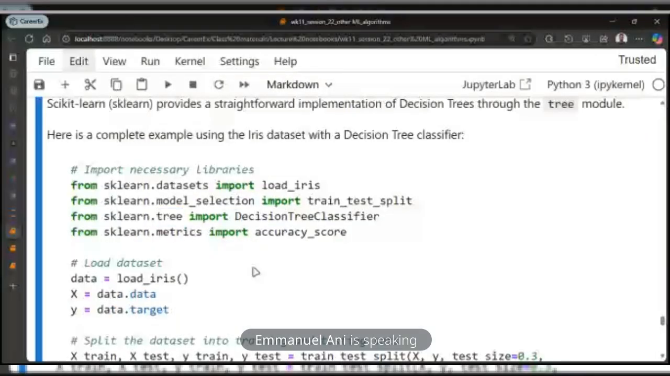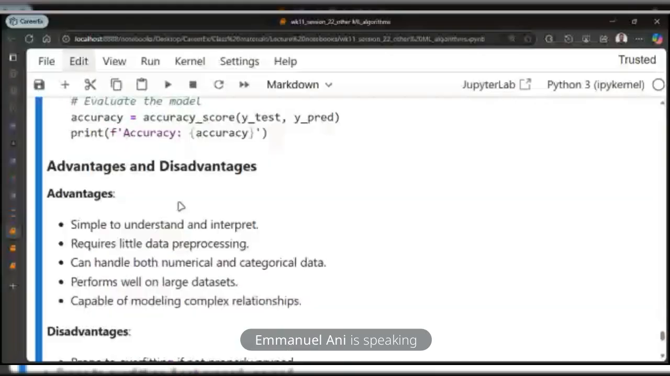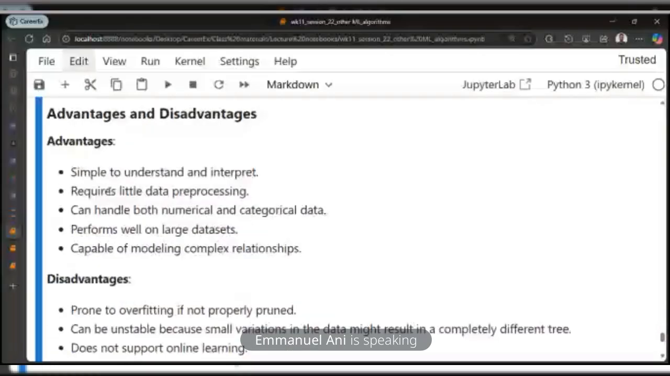So these are the advantages and disadvantages of decision tree. Decision tree is simple to understand and interpret, as I've said. You can actually interpret it. It requires little data preprocessing. We're going to talk about that later on.